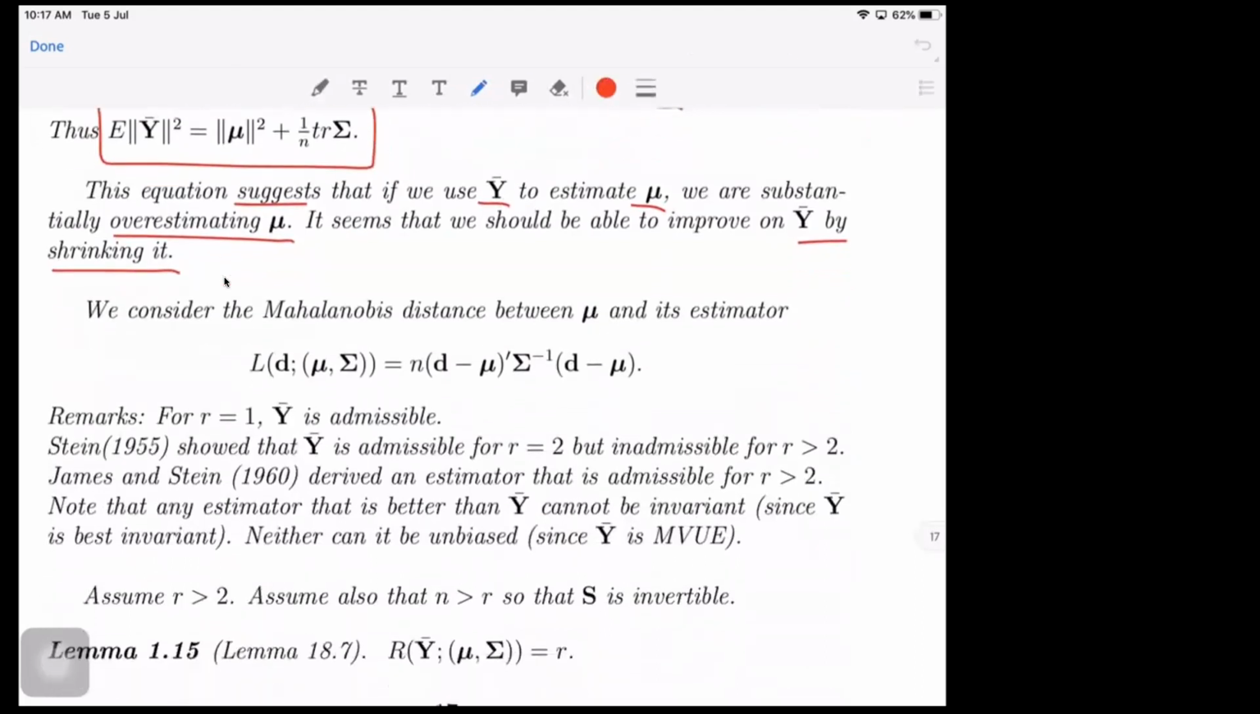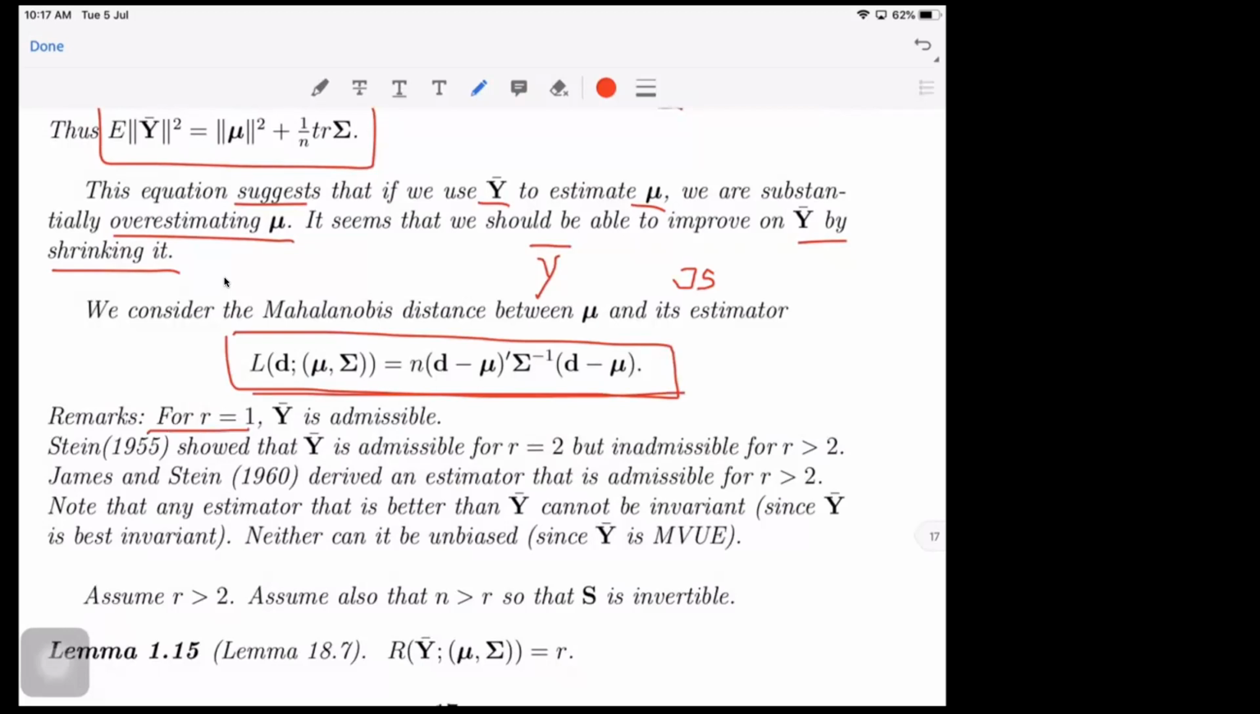And then again, since we will be comparing y bar with a James-Stein estimator, we will be looking at the expected loss, and the loss function that we are going to consider here is the Mahalanobis distance between mu and its estimator. So this is your Mahalanobis loss function.